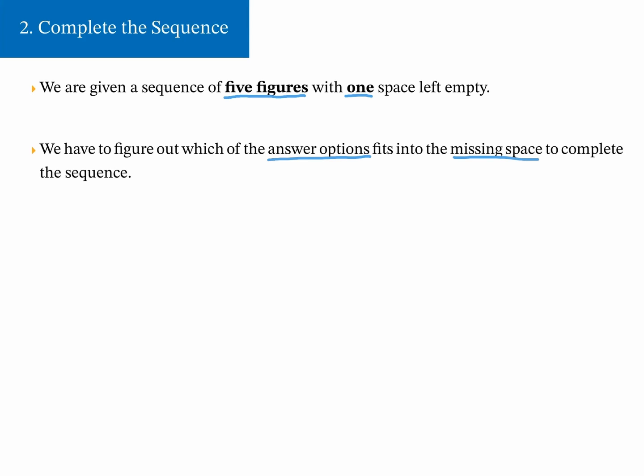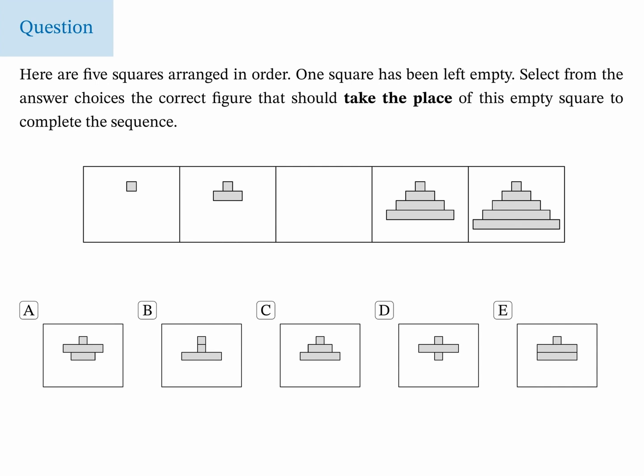In some cases, we'll see that one of the earlier boxes in our sequence of 5 has been left empty. In some cases, one of the later boxes will be left empty. And we need to try and figure out which of our answer options fits into the empty box. So let's take a look at what one of these questions looks like. Here is an example question.